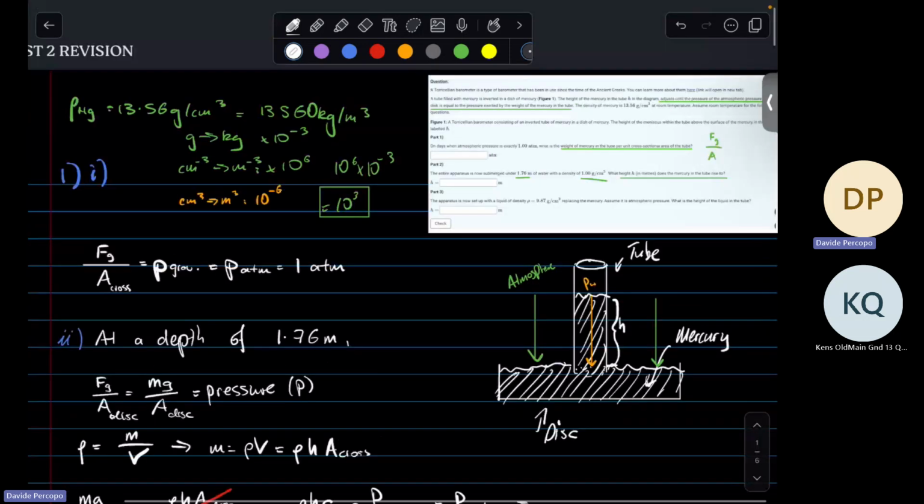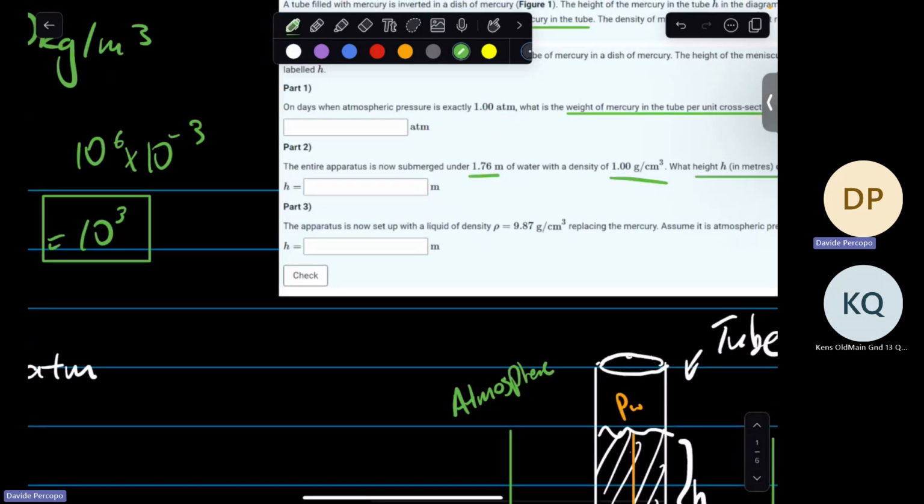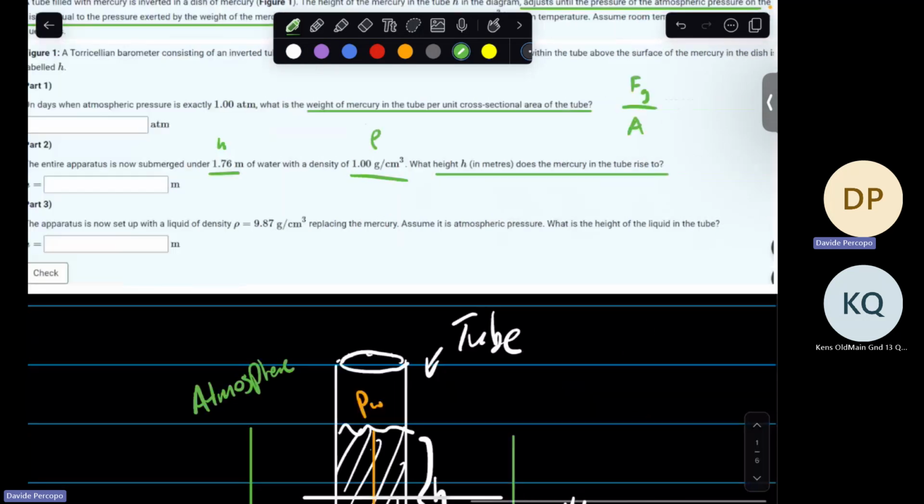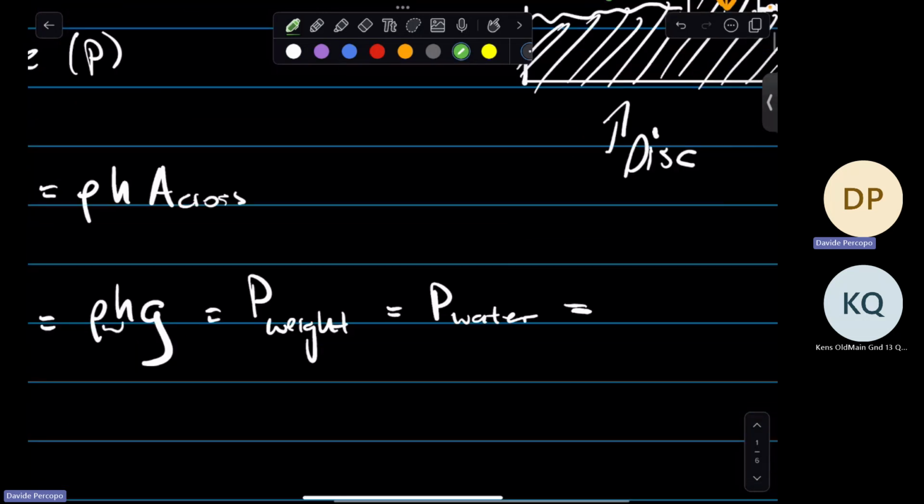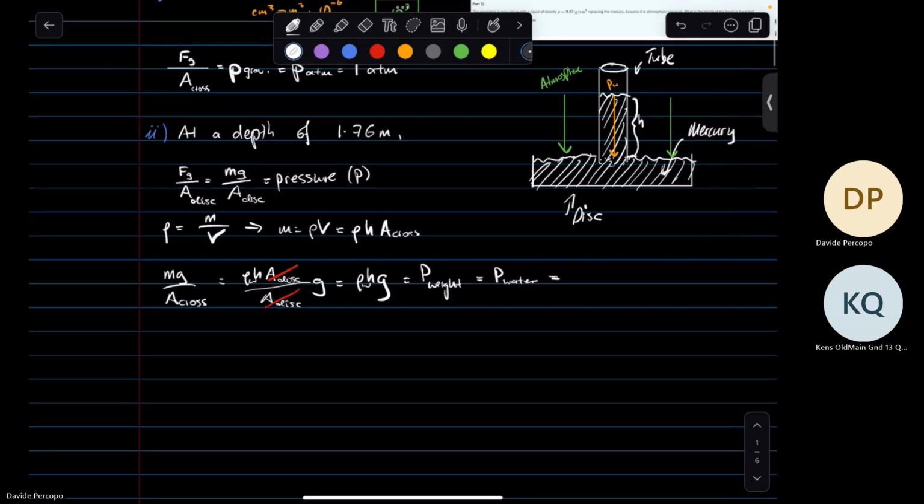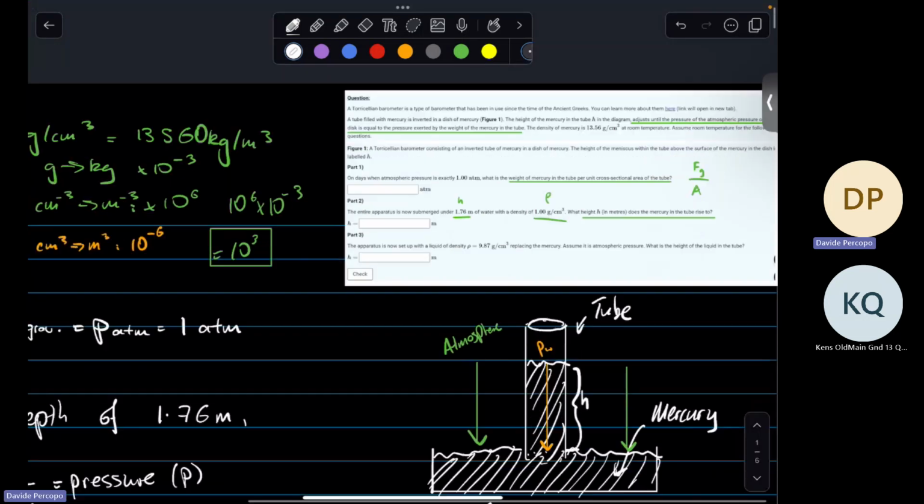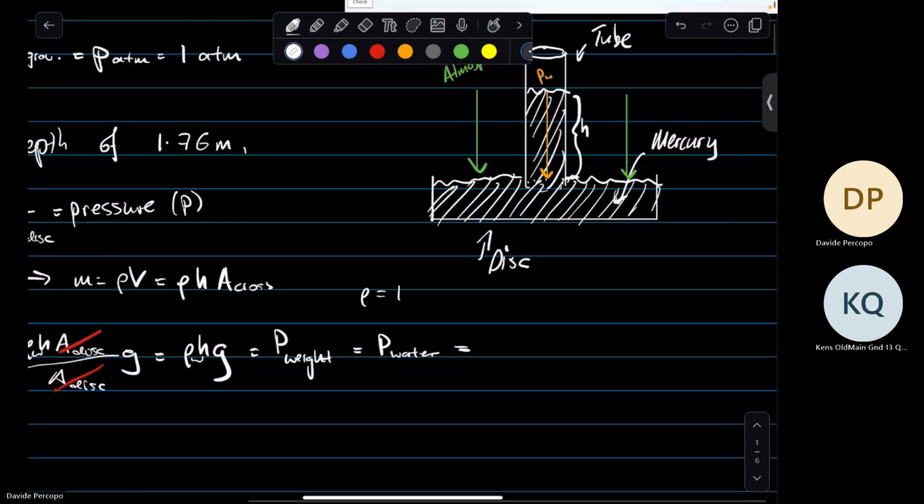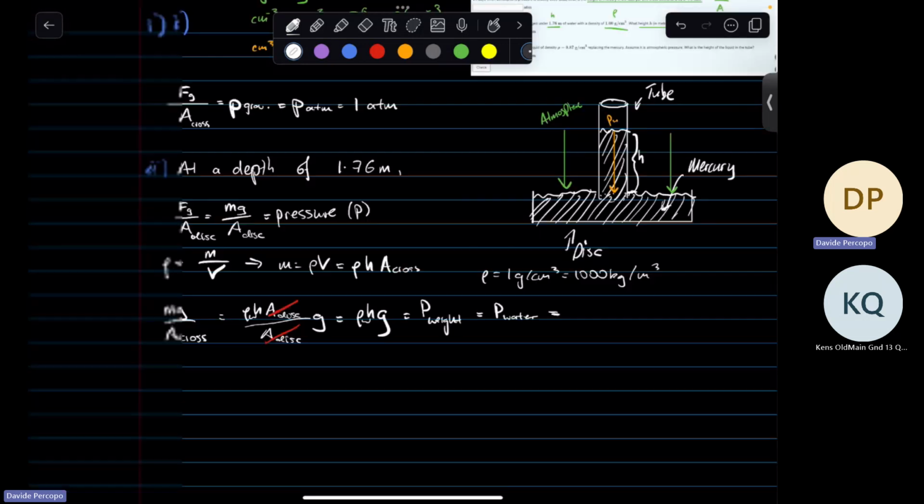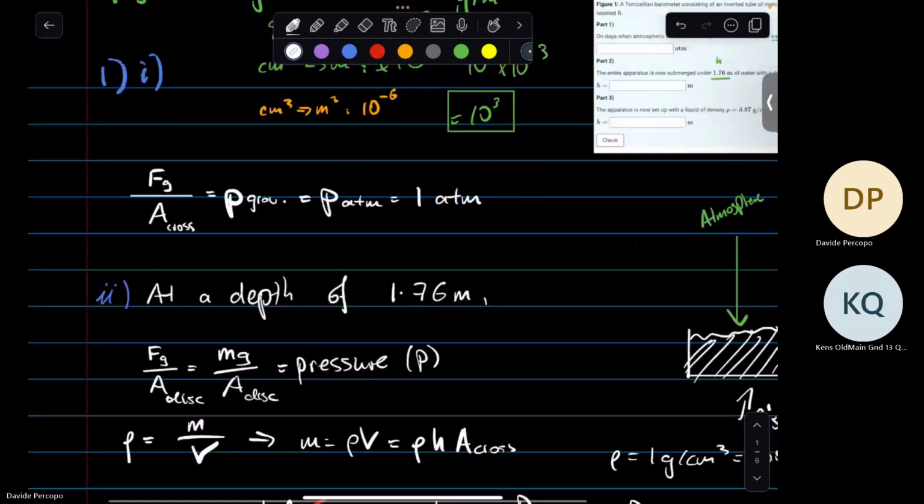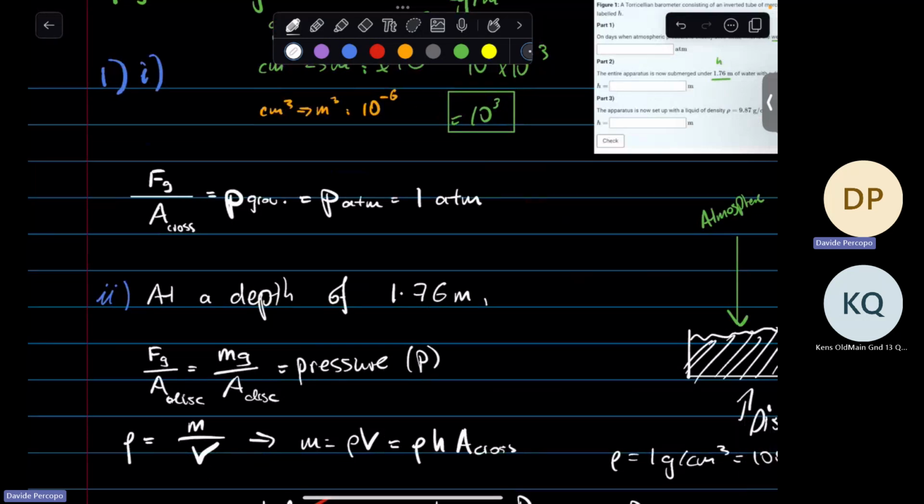Now, what do we know? This is our rho, this is our H, and we know g is 9.8. In this question, rho is equal to, what was the value again? Yeah, 1 gram per centimeter cubed, which is just 1,000 kilograms per meter cubed. Does that make sense? Similar to before, I'm just multiplying by thousands. Is that all good? Okay.